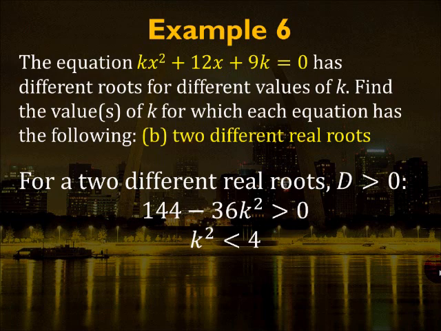And when you take the square root of both sides, make sure now you have the absolute value of k. Because remember, the square root of k squared equals absolute value of k. So the absolute value of k is less than 2. From what you remember about absolute value, this means that the value of k has to be between -2 and 2. So any k value between -2 and 2 will produce two unequal or different real roots.